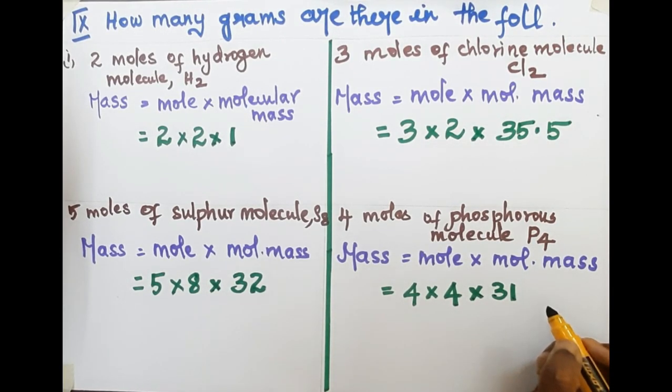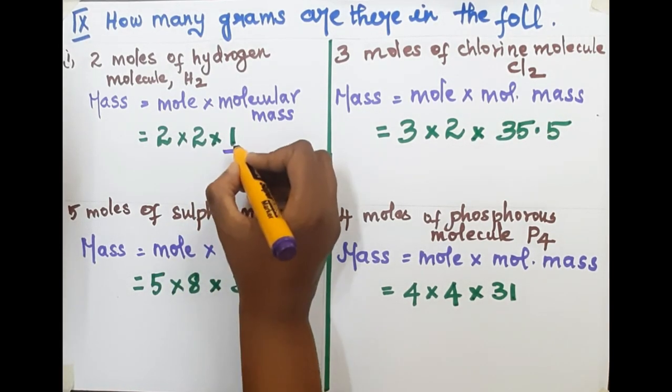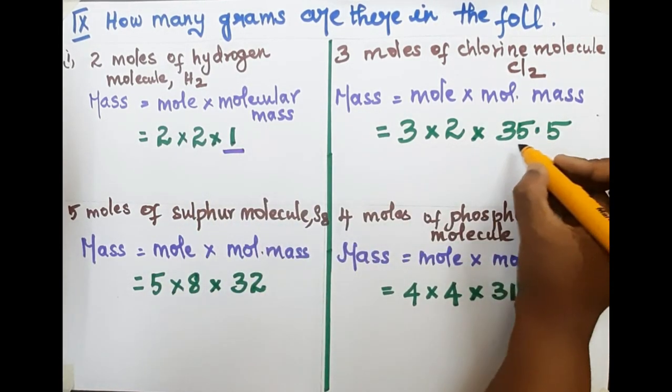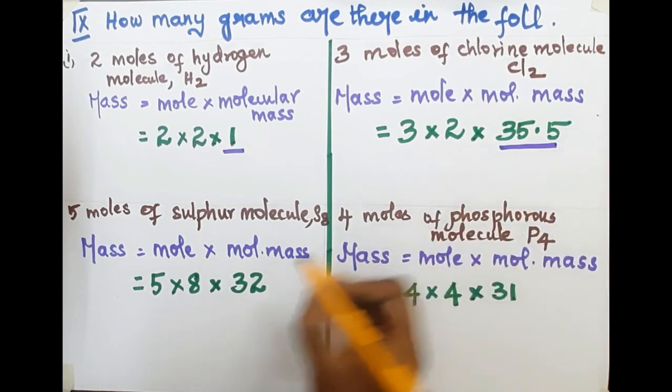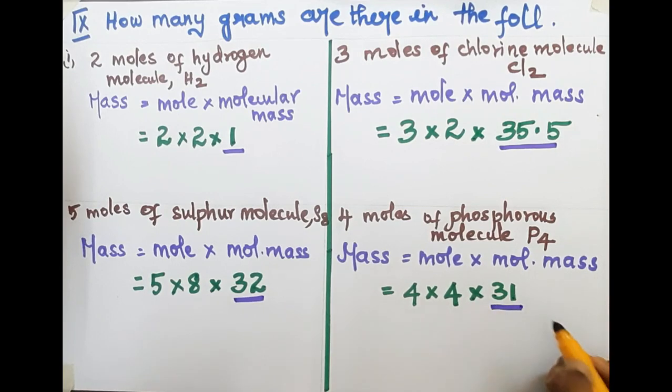Okay, 31. Is it clear? So now children, everything is there in the question. What you have to know, children? See, the atomic mass of hydrogen is 1. The atomic mass of chlorine is 35.5. The atomic mass of sulfur is 32. And the atomic mass of phosphorus is 31. Only these values you have to have in your mind.